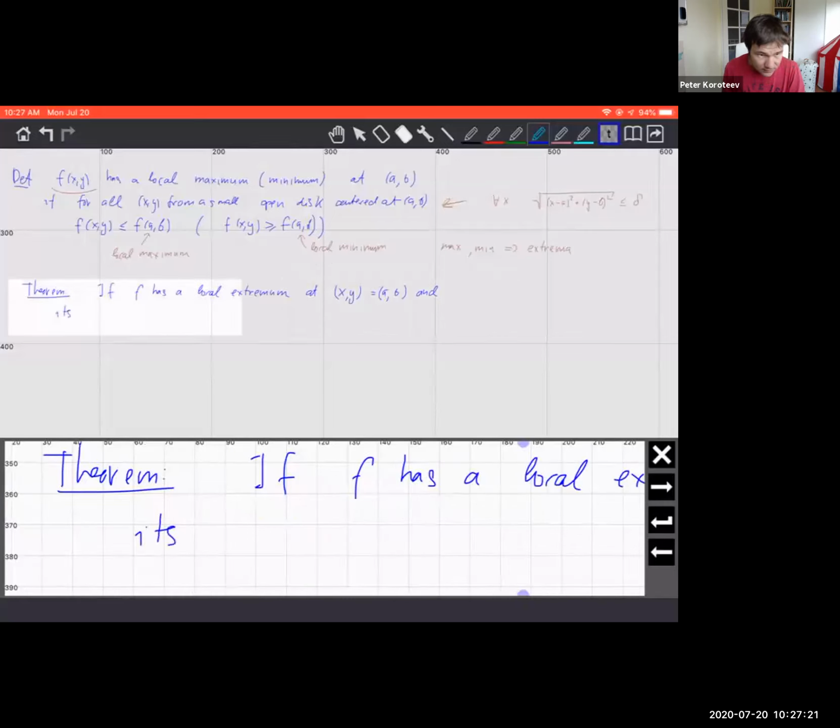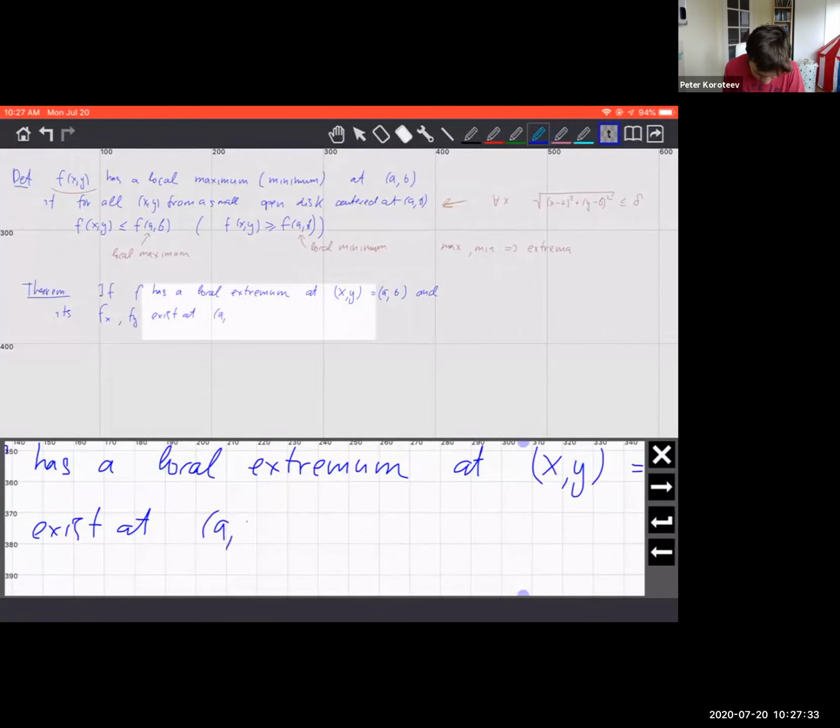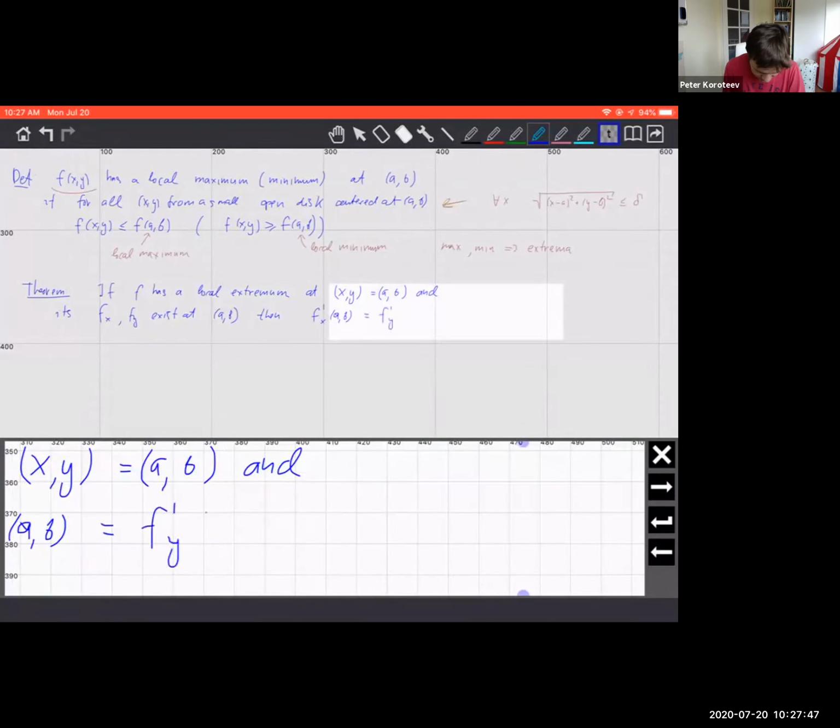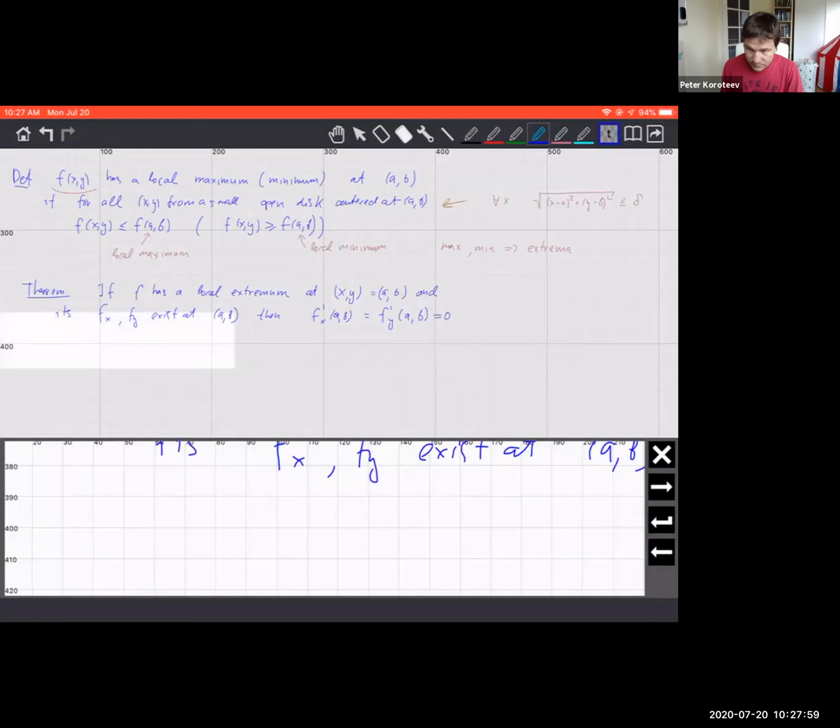And its first order partial derivatives exist. So fx and fy exist at that point. Because it may not be the case very well, right? As we know, then they have to vanish, right? So f prime of x at (a, b) is equal to f prime of y at (a, b), which is equal to 0. Yeah, I forgot the most important part. So both have to vanish at the same time.